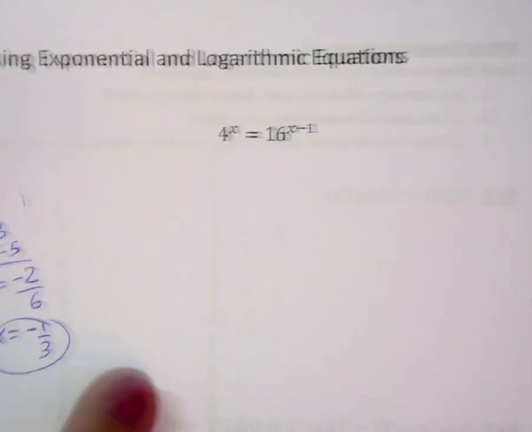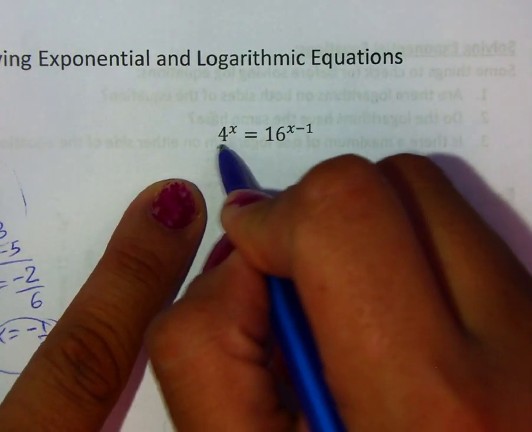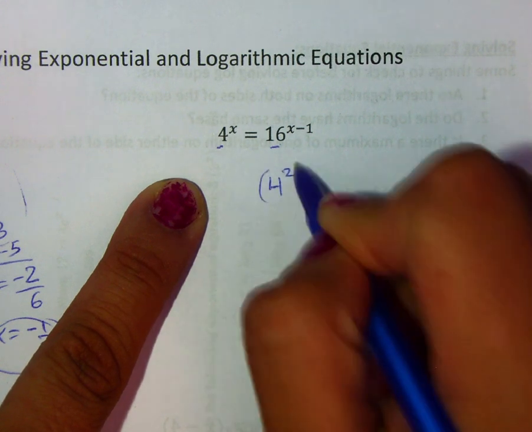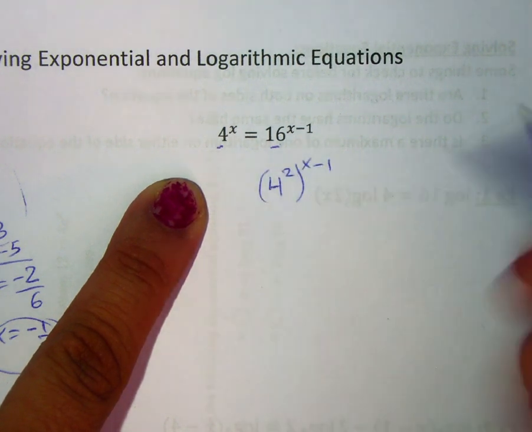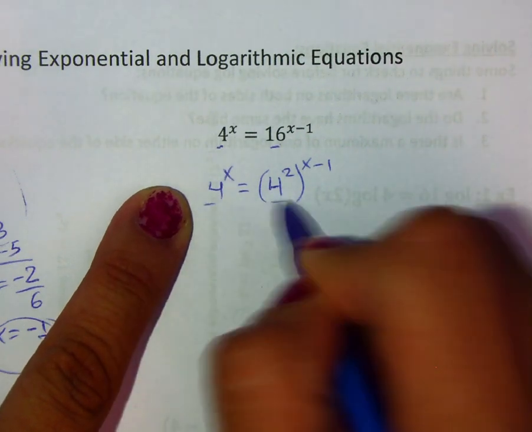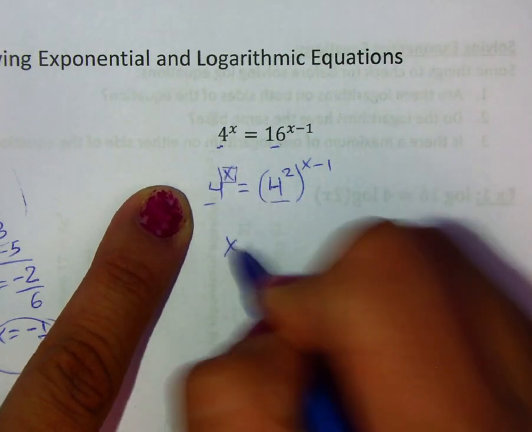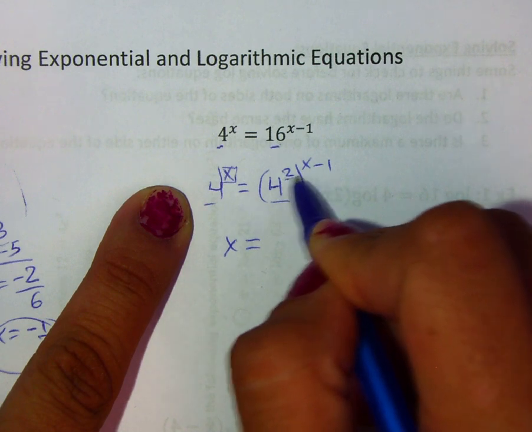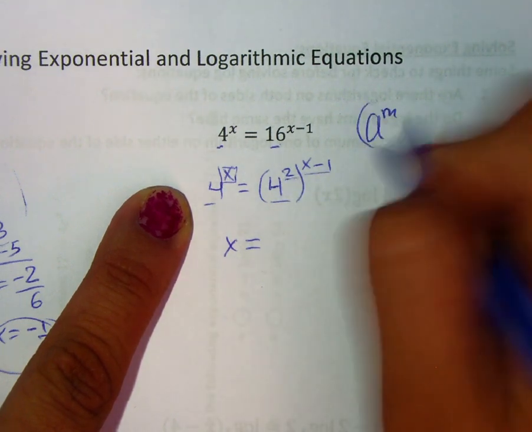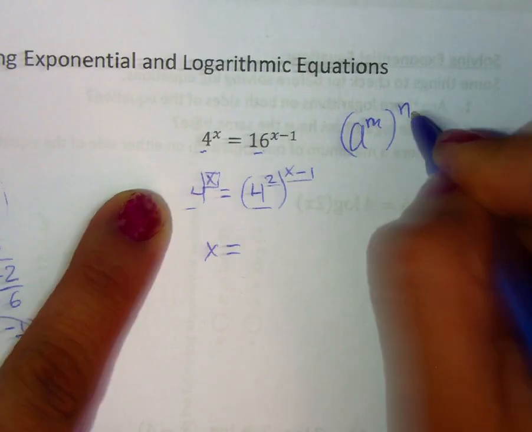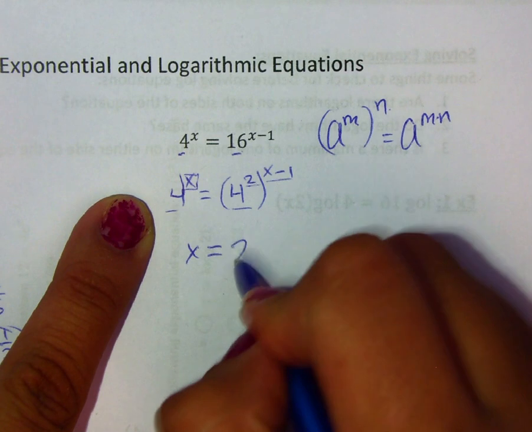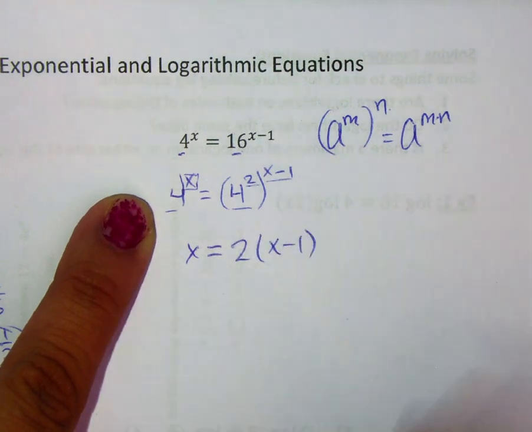Let's try this example. Following the example of the same bases, we recognize that 16 could be written as 4 to the second power, and then we have the exponent of x minus 1. So because we have the same base, we can just focus on the exponents, and then recognize that this is an exponent raised to another power. The rule in algebra was that if you have an exponent raised to another power, you multiply the exponents. So we're going to do that. We're going to have 2 times x minus 1.